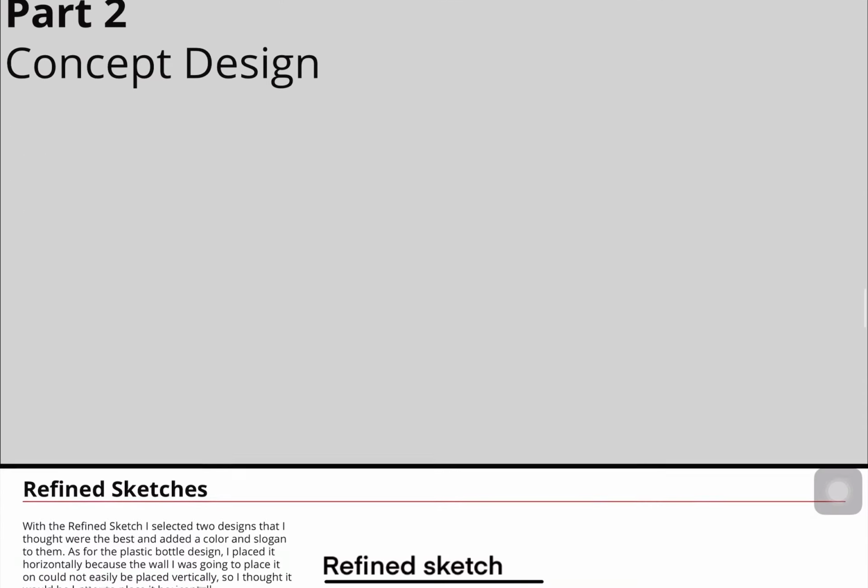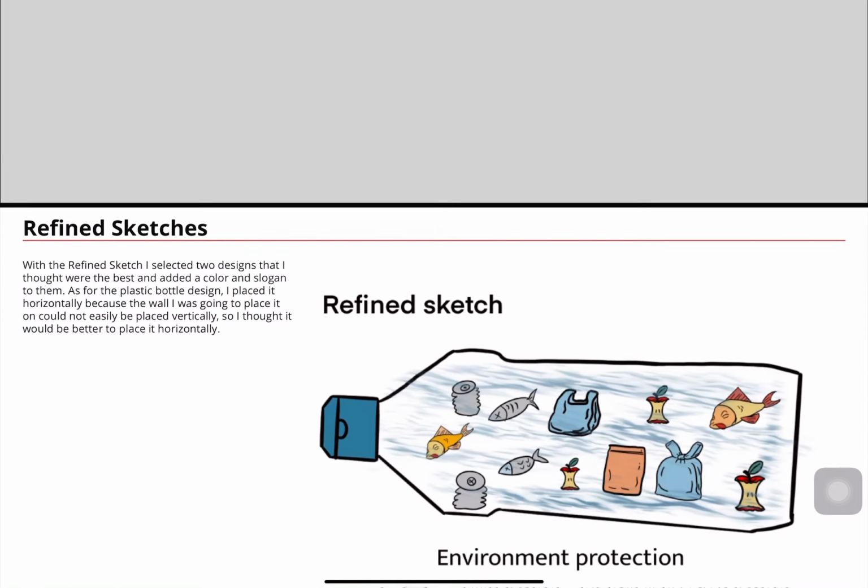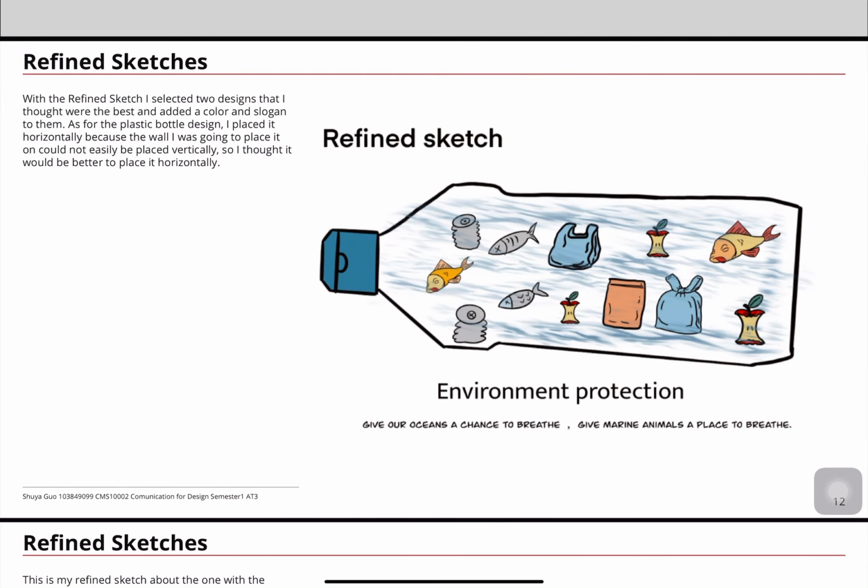And this is part 2, the concept design, and this is my refined sketch. With the refined sketch, I selected 2 designs that I thought were the best and added color and a slogan to them. As for the plastic bottle design, I placed it horizontally because the wall I was going to place it on could not easily fit it vertically. So I thought it would be better to place it horizontally.